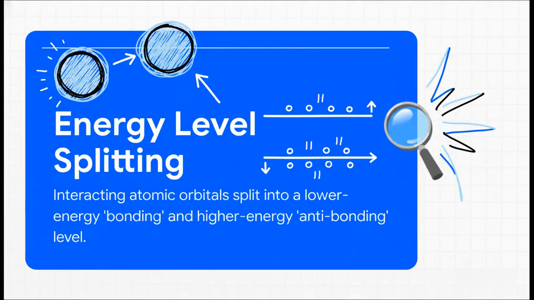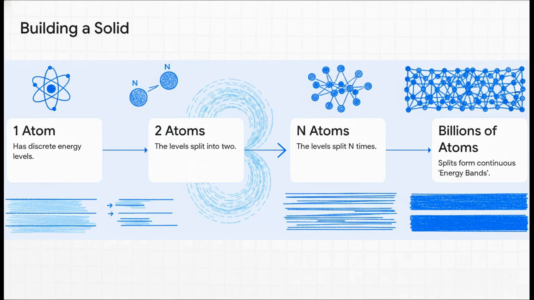So the universe has this really clever workaround called energy level splitting. Instead of merging, the two levels actually split into two new ones, one with slightly less energy and one with slightly more. The total number of available spots for electrons stays the same, and the laws of physics are happy again. And this splitting happens for every single atom you add to the party. So when you have billions upon billions of atoms packed together in a crystal, you get billions of these tiny splits. The individual energy levels get packed so incredibly close together that they stop looking like separate rungs on a ladder and start looking like wide, continuous bands of allowed energy.